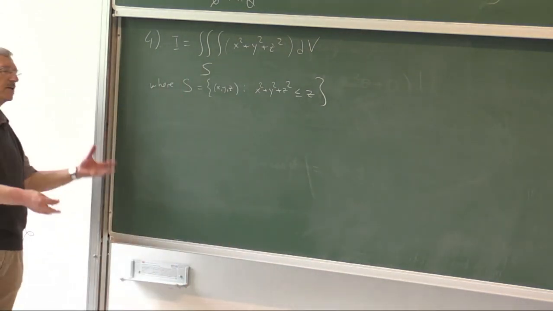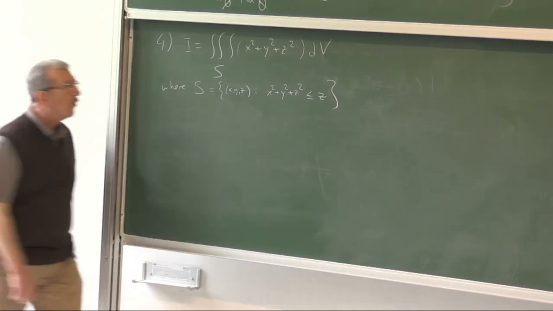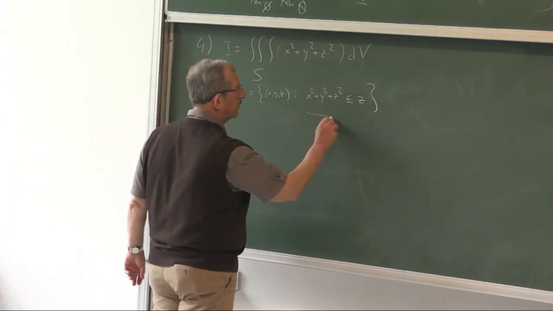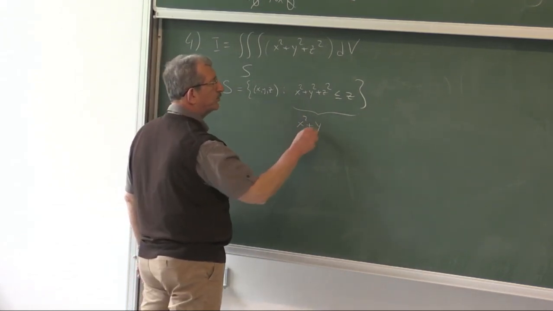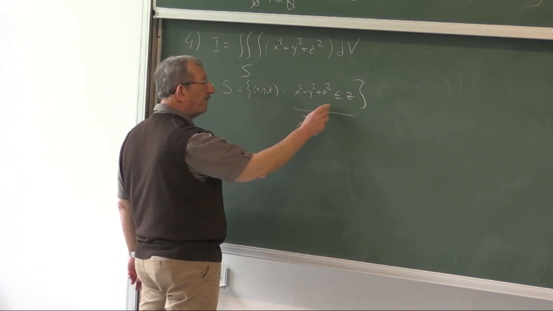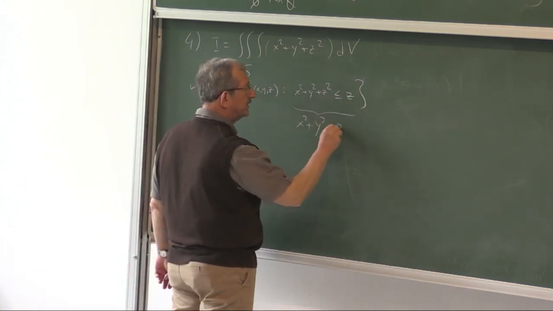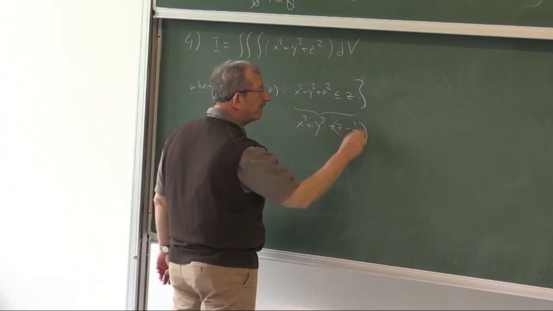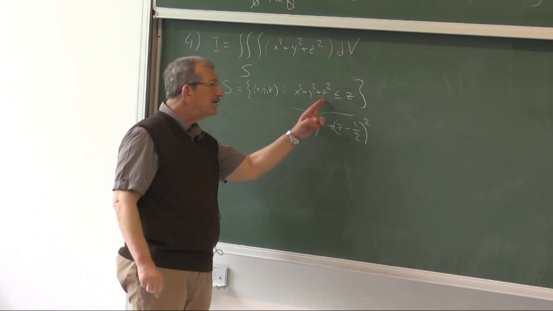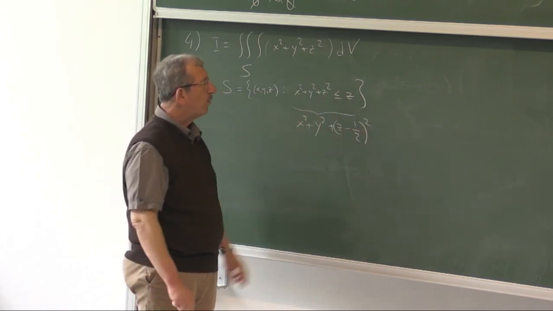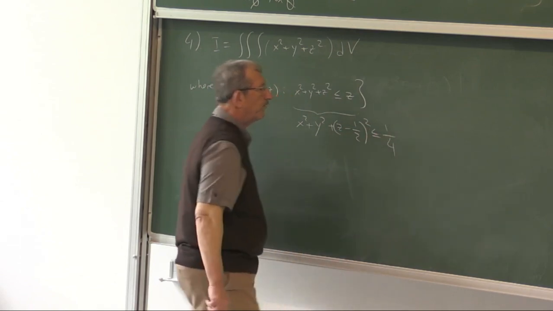Now, what does all this say? If we look at S more carefully, we observe the following. It says that we have x squared, we have y squared, and we have z squared minus z, which simply means z minus 1/2 squared. So we have z squared, we have minus z, and we have 1 over 4. So this should be bounded by 1 over 4.